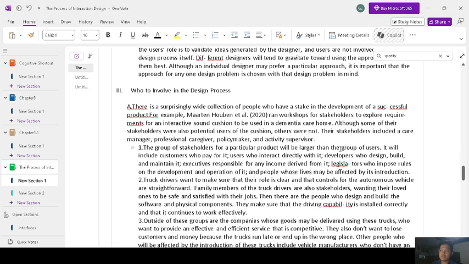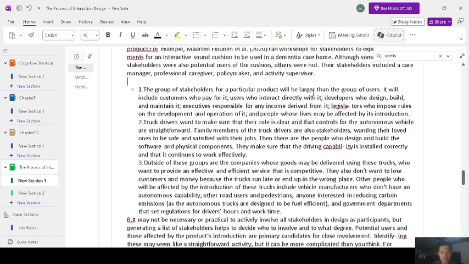So there's a collection of people that have a stake directly or indirectly with the system or with the framework you're trying to create to overcome a problem. So here, the example stakeholders were care manager, professional caregiver, policymaker, and activity supervisor. The group of stakeholders for a particular product will be larger than the group of users. So the stakeholder is larger than users.